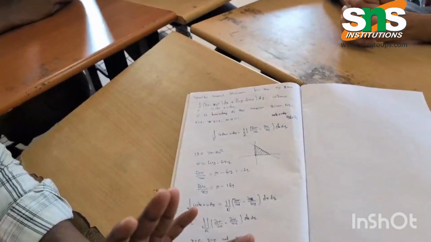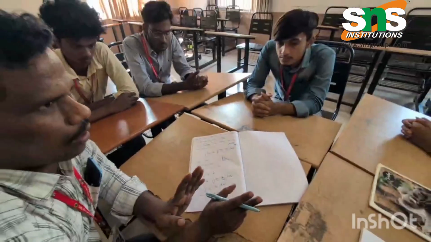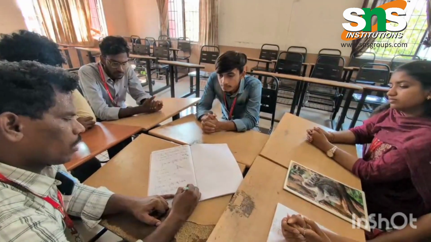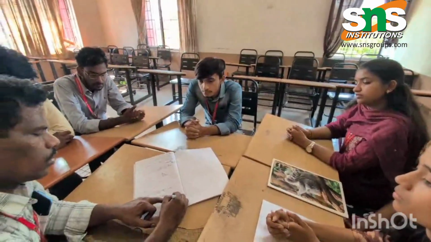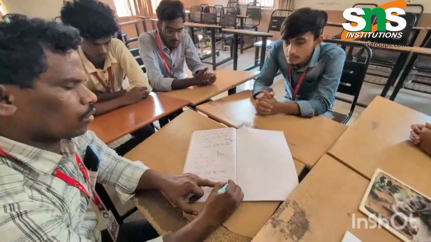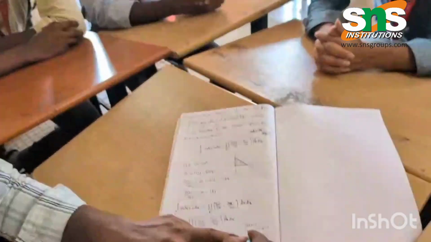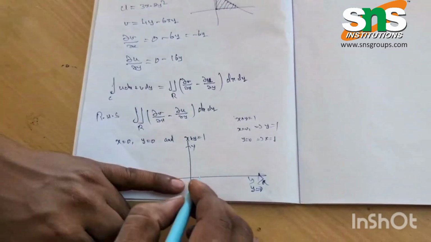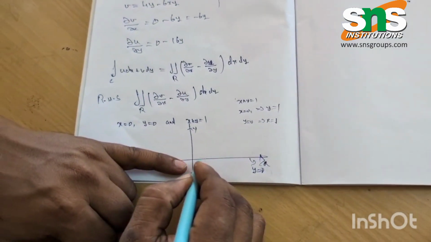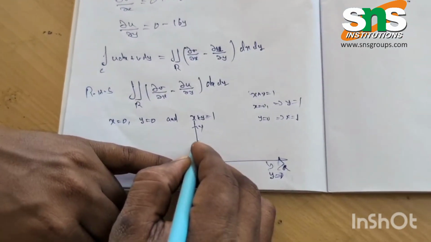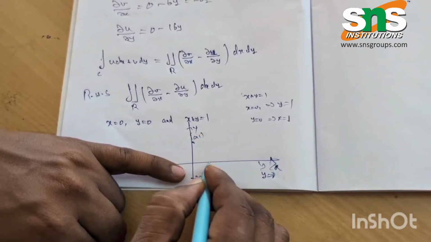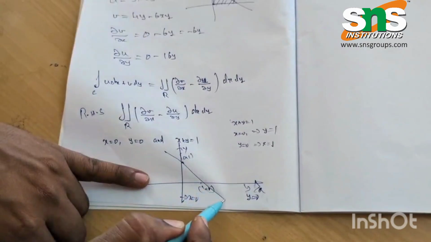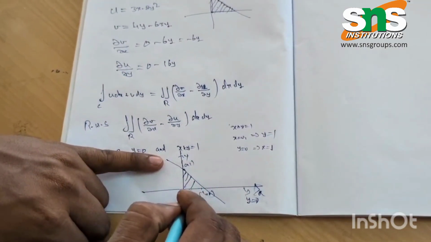In a graph we need a minimum of 2 points to draw a straight line. So first we find the 2 points for x plus y equal to 1. First assume x equal to 0, then y equal to 1. Similarly, y equal to 0 implies x equal to 1. So the points are (0, 1), which is here, and (1, 0). Draw the 2 points. So this is the required region.